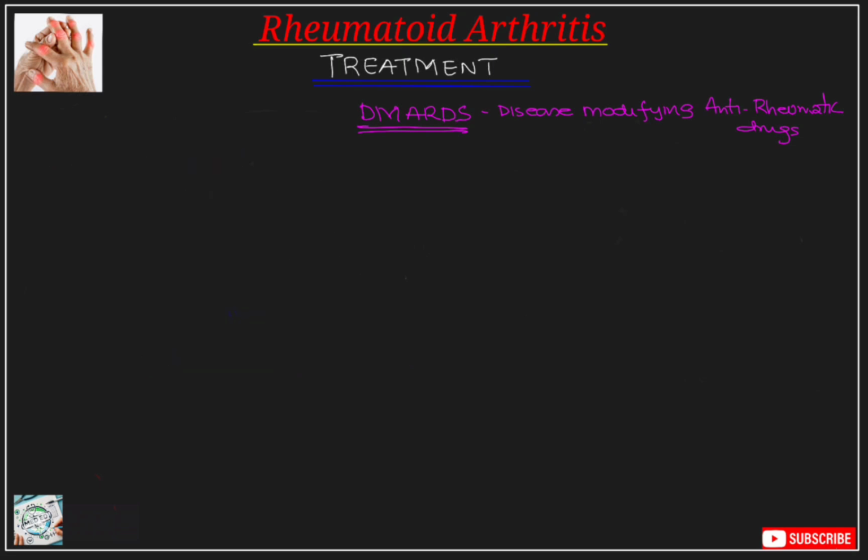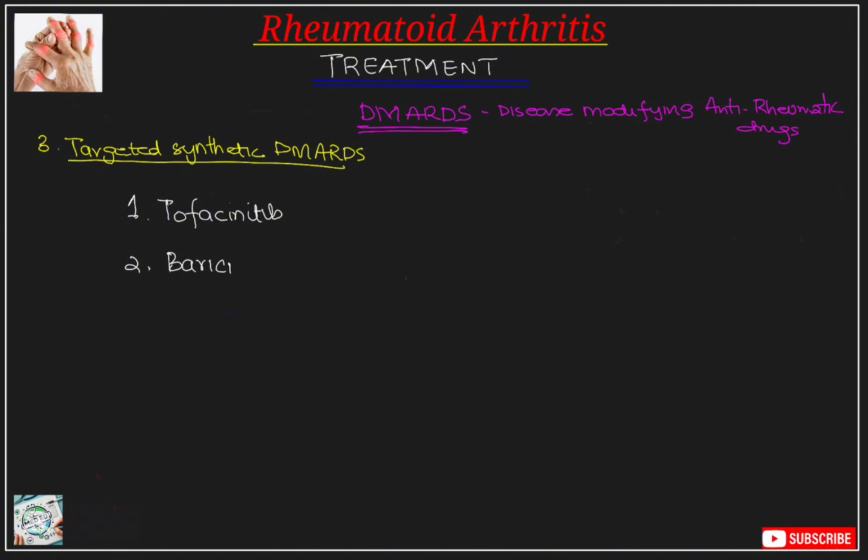And last but not the least, the targeted synthetic DMARDs. These are JAK inhibitors used when other DMARDs fail. These include tofacitinib, baricitinib, and upadacitinib. These are all oral options, unlike biologics, which are injectables. They have a similar increased risk as biologics, requiring careful monitoring.